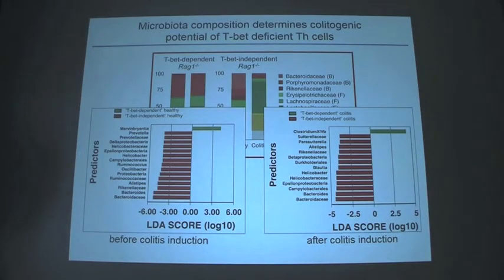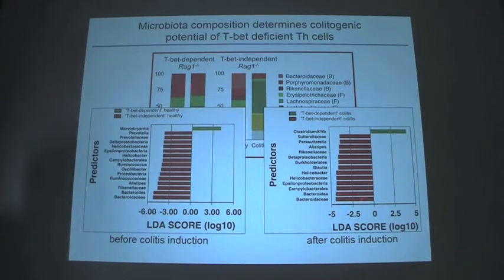So we did some prediction analysis to see, can we identify bacterial groups which are somehow positively or negatively associated with the phenotype that we saw. And we came up with a short list of bacteria which, before colitis, are associated with the susceptibility of TBAT knockout T cells to induce colitis. So these are all associated with the susceptibility of the mice to TBAT-deficient colitis.